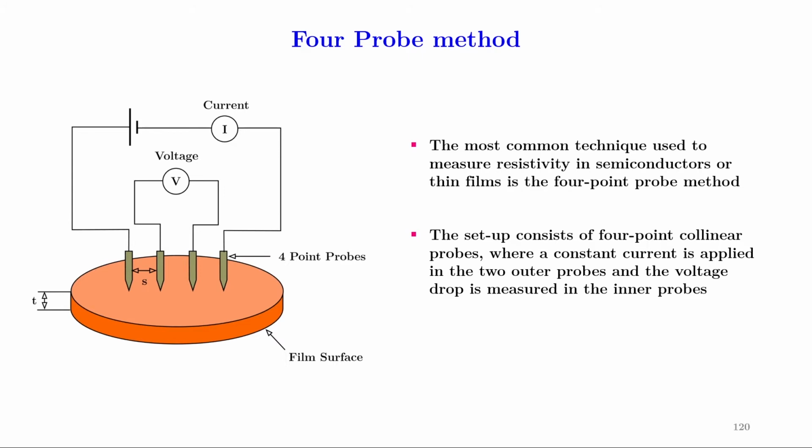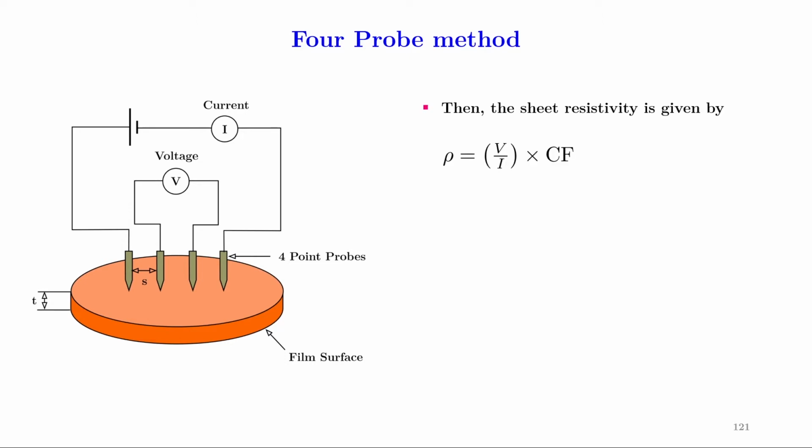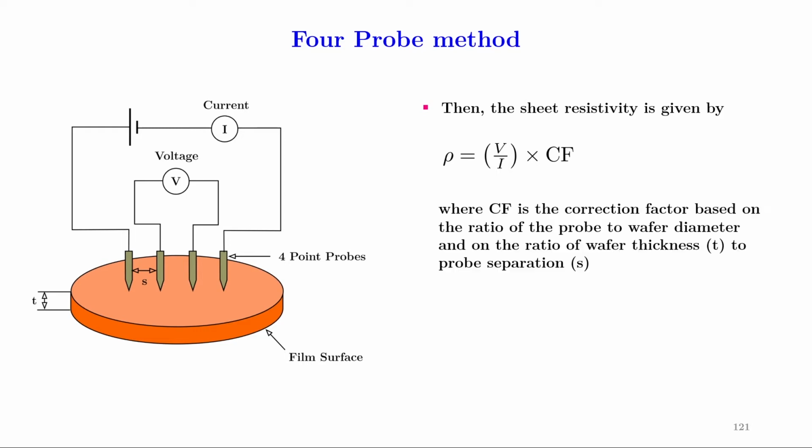The probes are separated by a distance S and the thickness of the film is T. The sheet resistivity can be calculated to be ρ equal to V by I times CF, where CF is the correction factor based on the ratio of the probe to wafer diameter and on the ratio of wafer thickness T to the probe separation S.